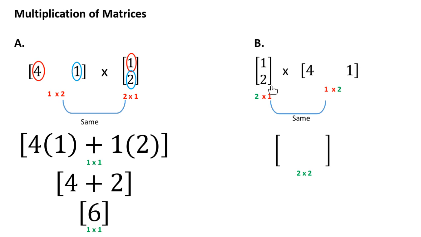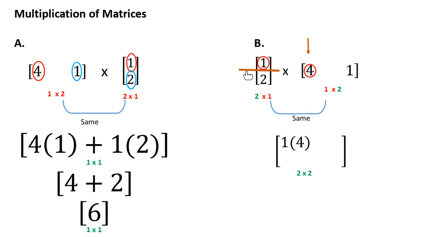So for example, here you have a 2 by 1 and a 1 by 2. The inside numbers are the same, so that means that yes, you can multiply. And the answer that you get is going to be the green numbers here. It's going to be a 2 by 2.